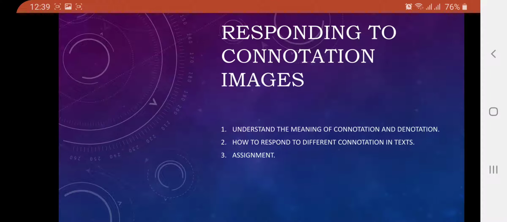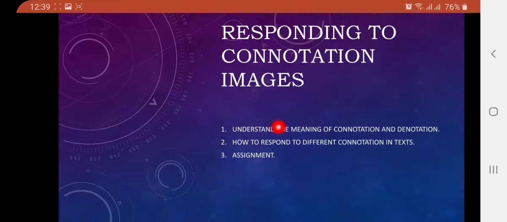So, right now we're going to talk about responding to connotation images, and we're going to go deeper to know the meaning of connotation and how we are going to figure this out through the text.